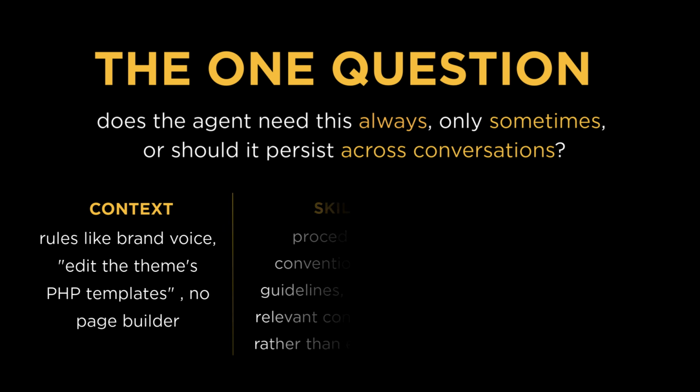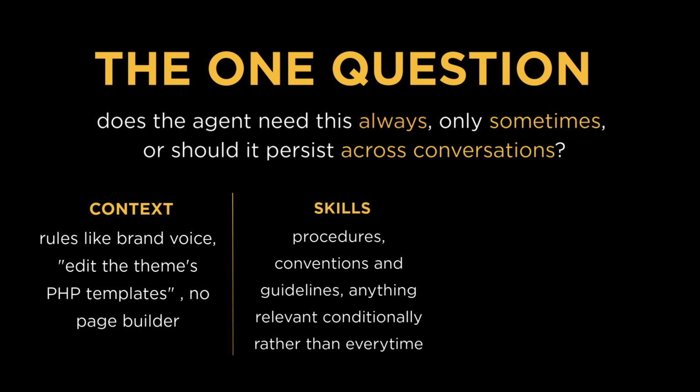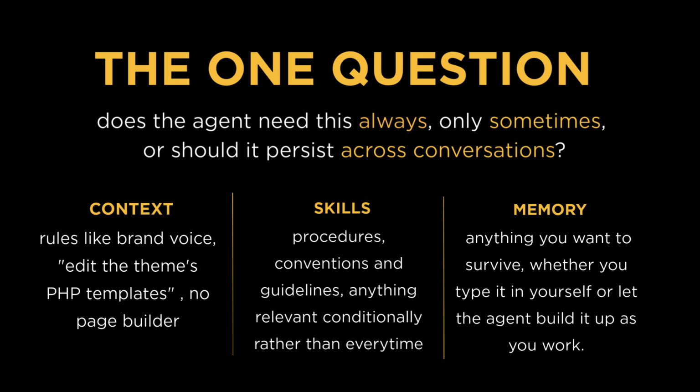Sometimes goes to skills. That's procedures and conventions and guides, like how to publish a release post or how to add an integration page. Anything relevant conditionally rather than every time. And anything you want to survive between conversations goes to memory, whether you type it in yourself or let the agent build it up as you work.